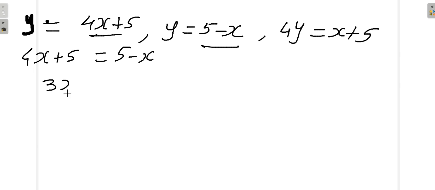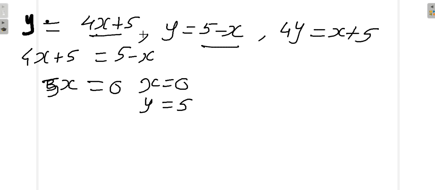That gives you 5x equal to 0. That gives you x equal to 0 and y equal to 5. So one point between this and this is 0, 5. Let us see the other point.